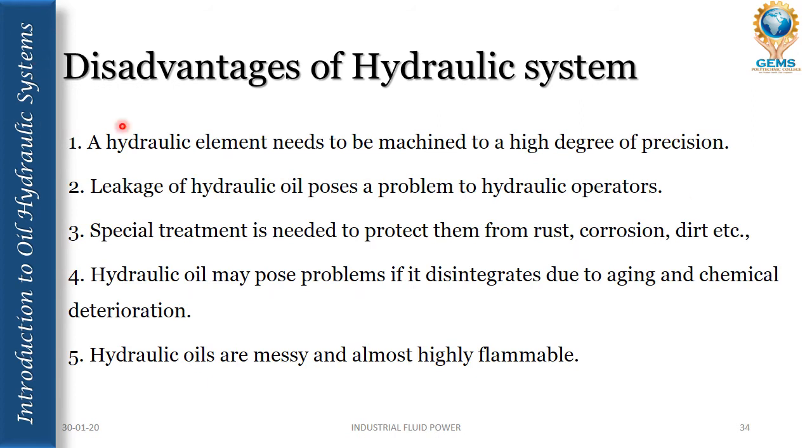So let's see the disadvantages of hydraulic systems. Hydraulic elements need to be machined to a high degree of precision. Leakage of hydraulic oil poses a problem to hydraulic operators. Special treatment is needed to protect them from rust, corrosion, dirt, etc. Hydraulic oil may pose problems if it disintegrates due to aging and chemical deterioration. Hydraulic oils are messy and highly flammable.